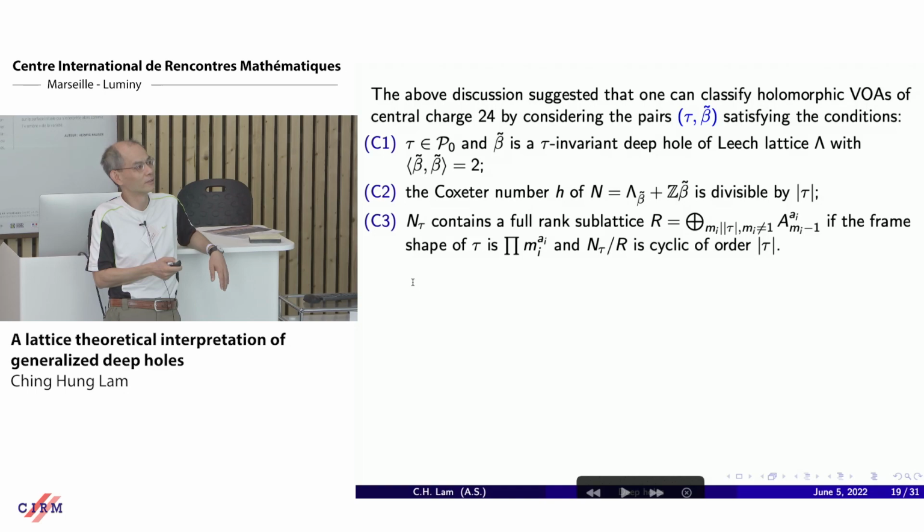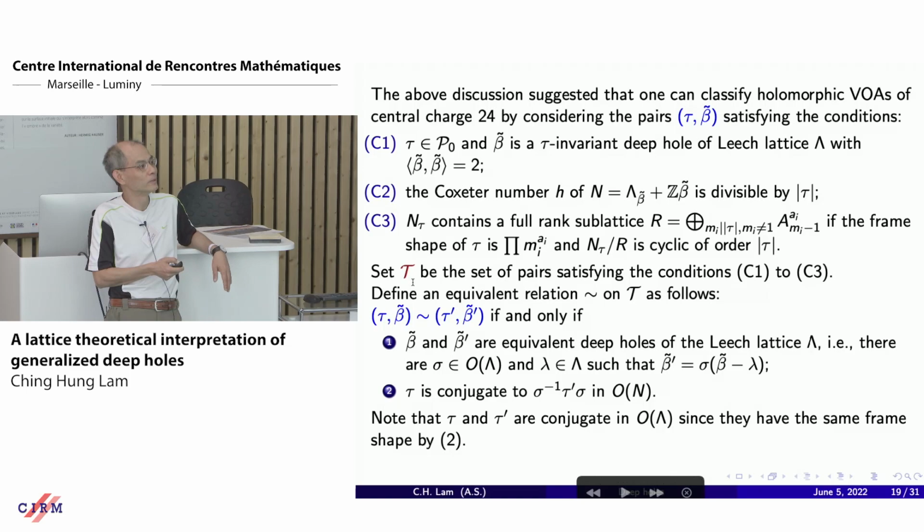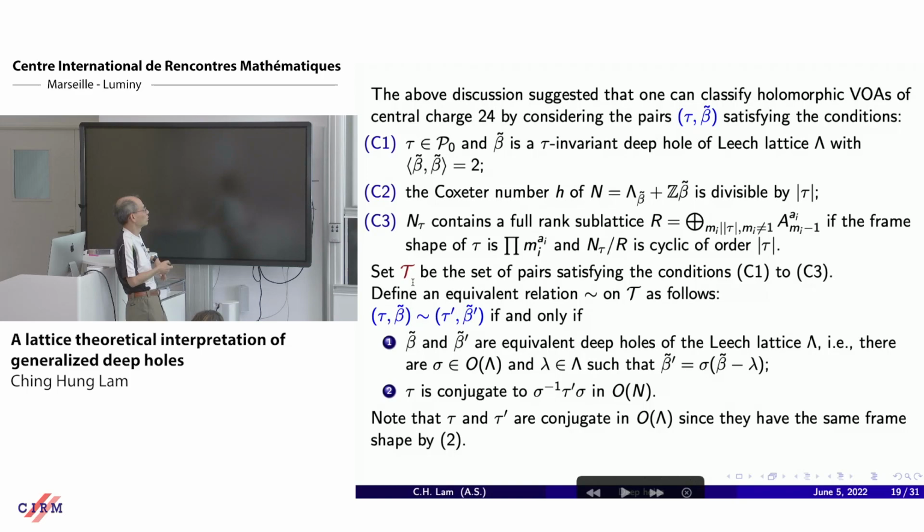Now, but you still need to think about some equivalence. So I define some equivalence here. There are only two extra conditions. One is this beta tilde and this beta prime tilde. These two deep holes must be equivalent deep holes in the Leech lattice. That essentially means you have an automorphism of the Leech lattice and a lambda such that this is true. So this defines an automorphism.